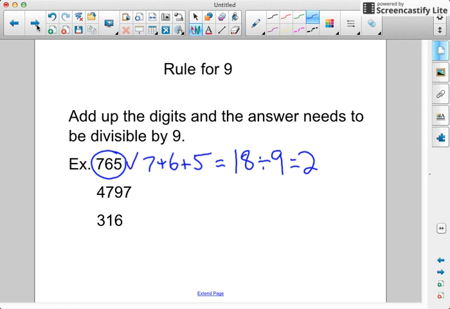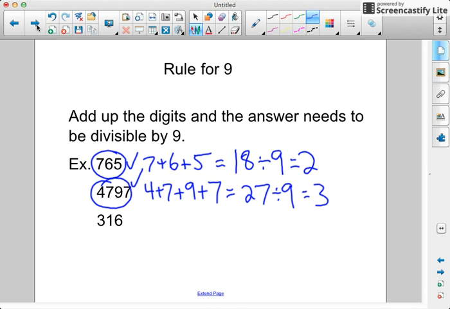Okay, let's look at the number 4797. Okay, so we'd go 4 plus 7 plus 9 plus another 7. This gives me 11, 20, 27 when I add it up. Can 27 be divided by 9 evenly? Yeah, that's 3. Okay, so this entire number here is also divisible by 9.